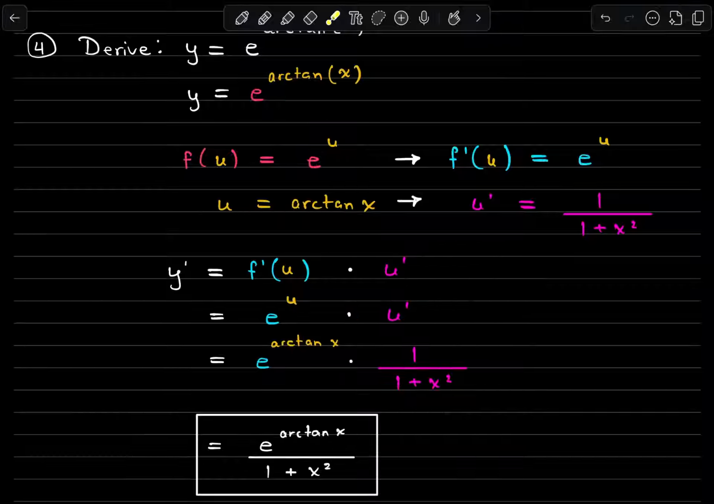All right, so this is just a quick look at how we can use trigonometric and inverse trigonometric derivative rules to solve these problems in connection with chain rule and quotient rule and all these other things that we've been using so far.